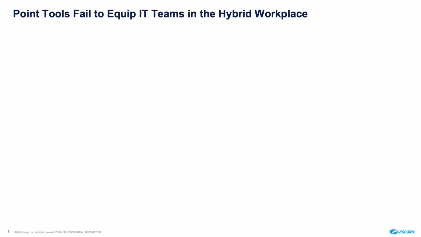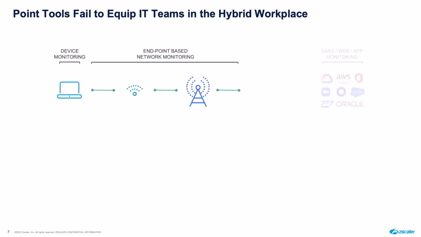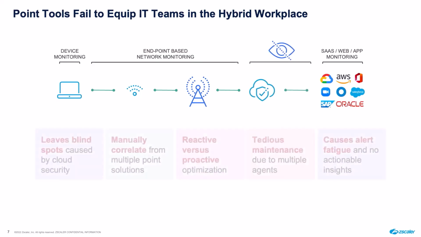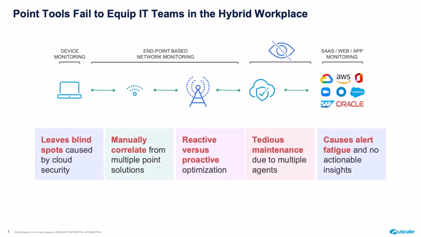What makes matters worse is that the existing tools are siloed in nature. These tools are either focused on device monitoring, network monitoring, or SaaS monitoring, leaving behind blind spots between the full application delivery chain. All these siloed tools provide too many metrics, forcing the IT team to manually correlate.